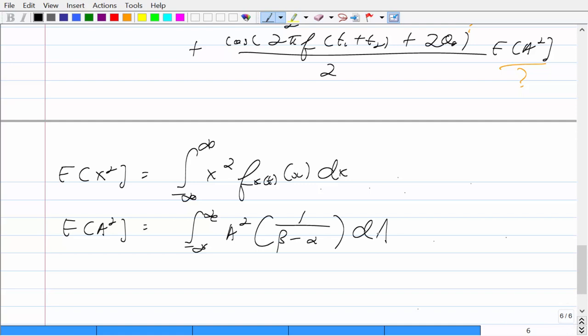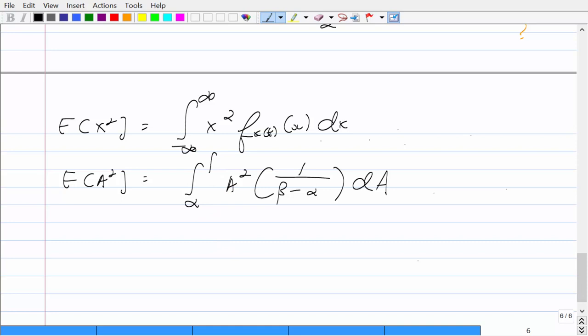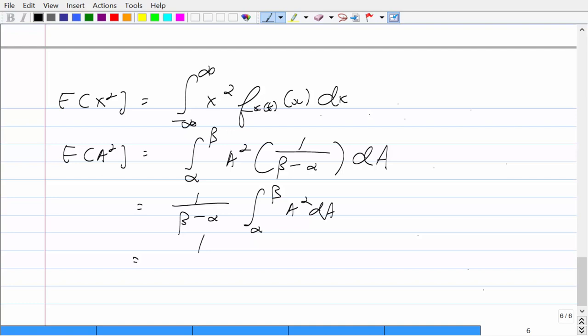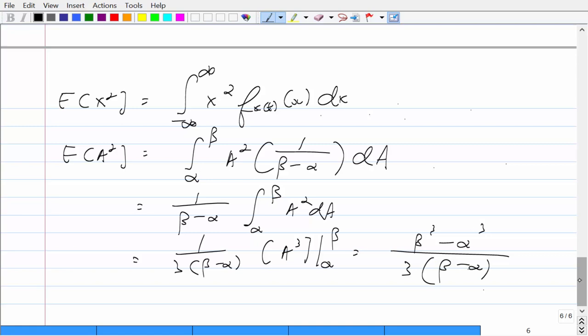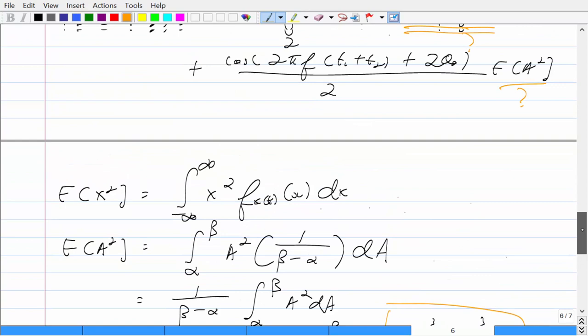In this case, we can change this so that it goes from alpha to beta. This becomes constant, so you bring it to the outside. This means you're finding the integral between alpha and beta of A squared. Again, if you don't know what the integral of A squared is, shame on you, but it's simply a third A cubed, going from alpha to beta. So this becomes (beta cubed minus alpha cubed) divided by 3 times (beta minus alpha). That would be the expected value of A squared, and all you have to do is substitute that into the top.